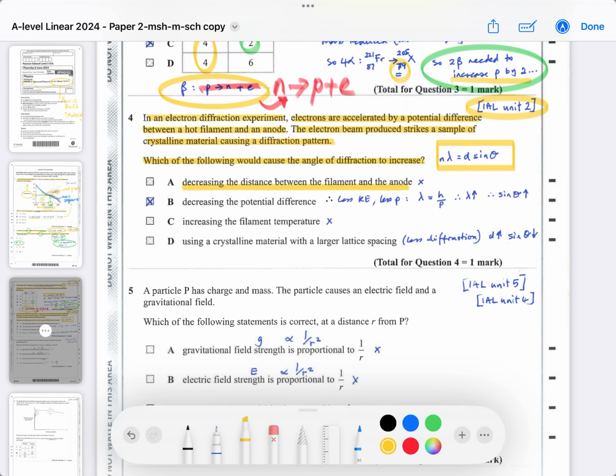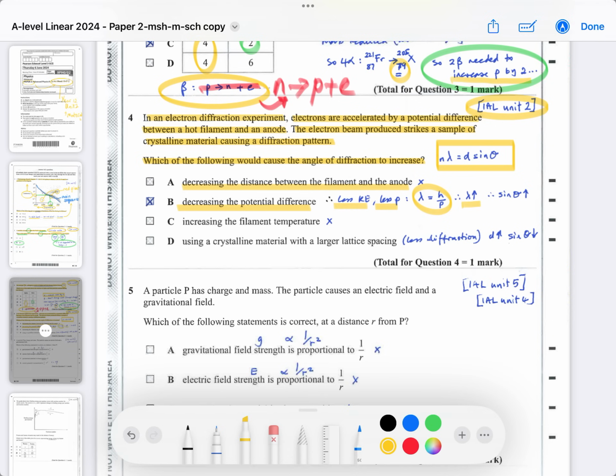That is just to do with accelerating the electrons, and decreasing the distance between the filament and the anode doesn't make any difference. It's the voltage that decides the acceleration of the electrons. Decreasing the potential difference will mean that they reach a lower speed, less kinetic energy, so less momentum. And since the wavelength is h over p, that's de Broglie, the lambda will increase. So the wavelength will increase.